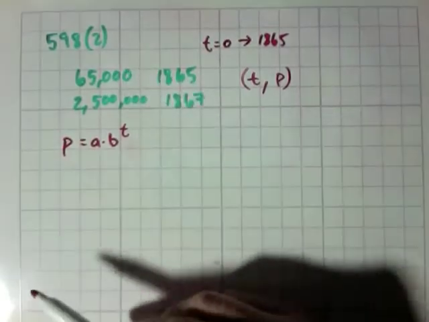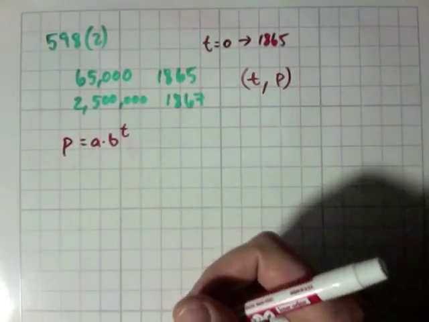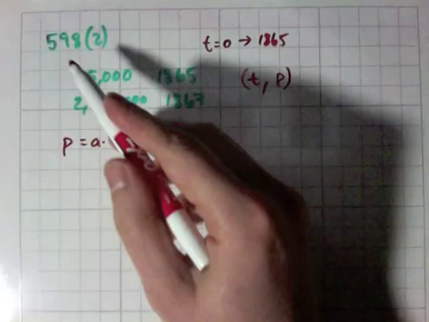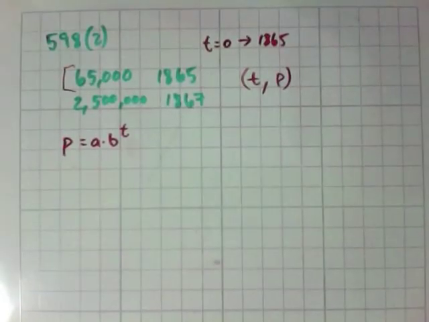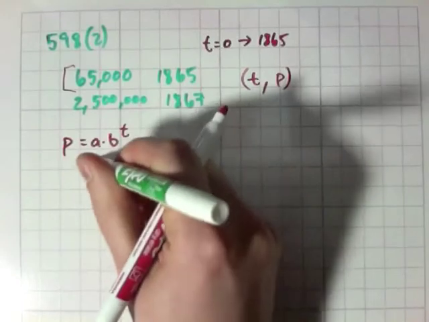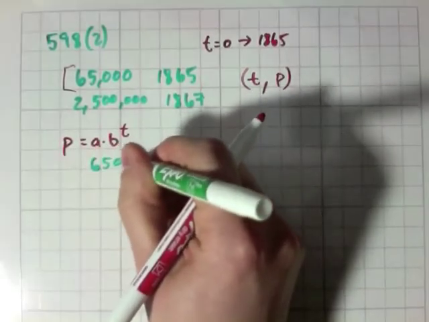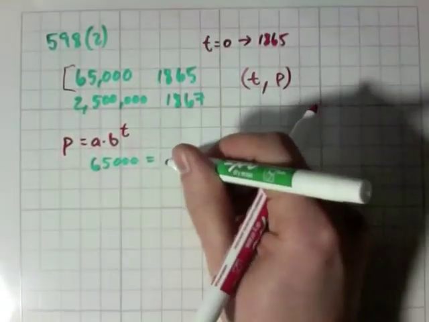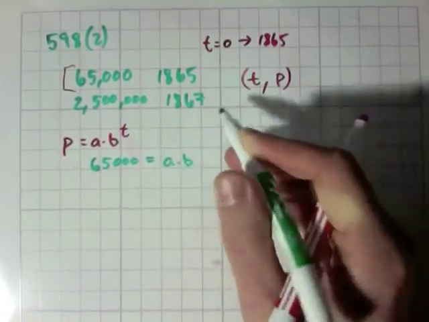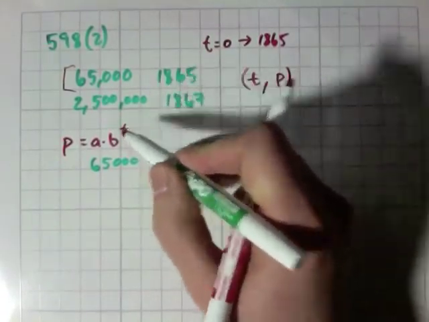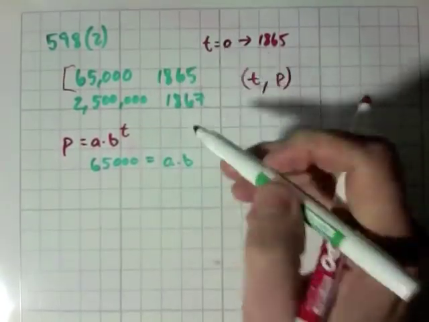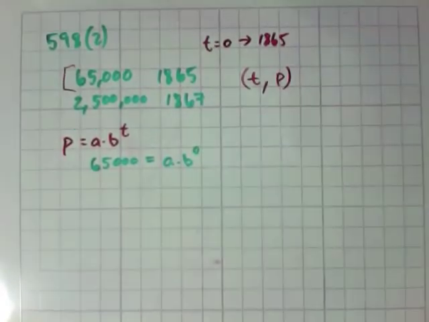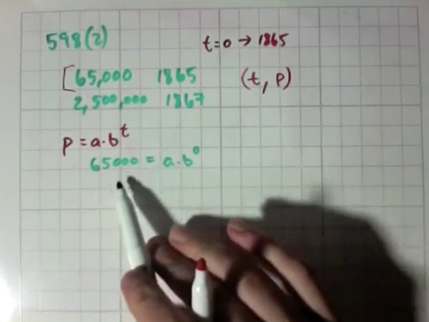I'm going to plug in what I know and solve for what I don't. So the first thing, the population, let's use this fact for starters. We'll plug in 65,000 for P. And we'll have a times b to the t, and instead of 1865 for t, recall that I'm going to plug in 0 for t.